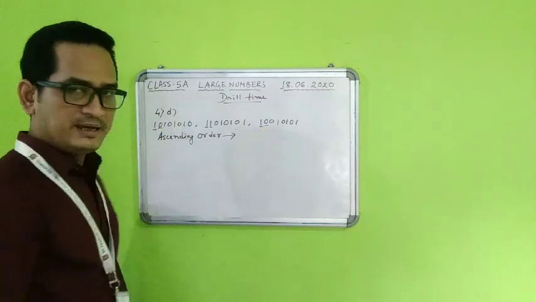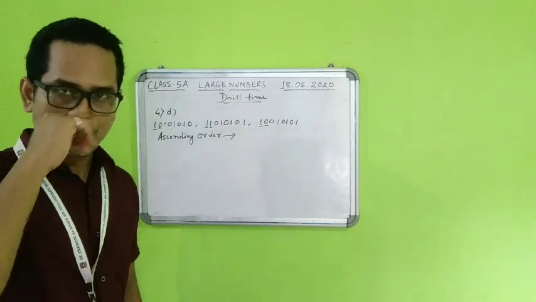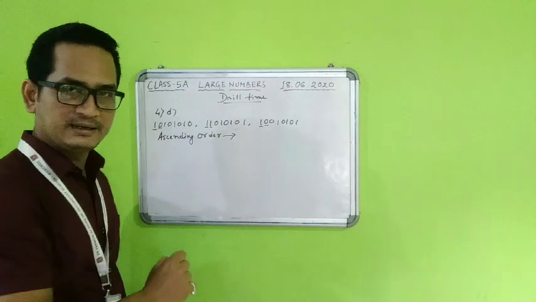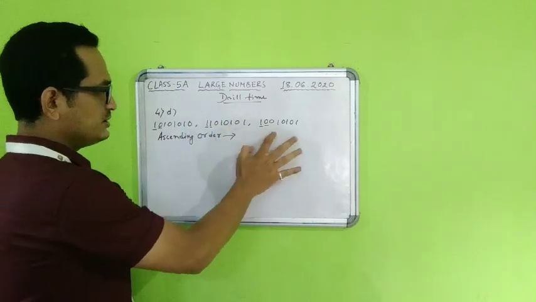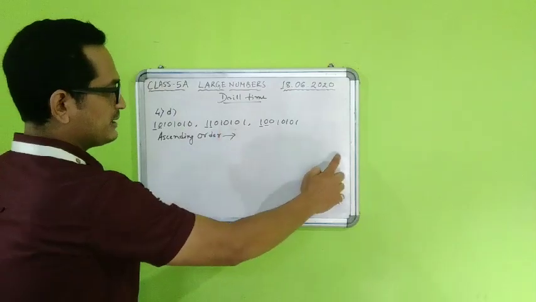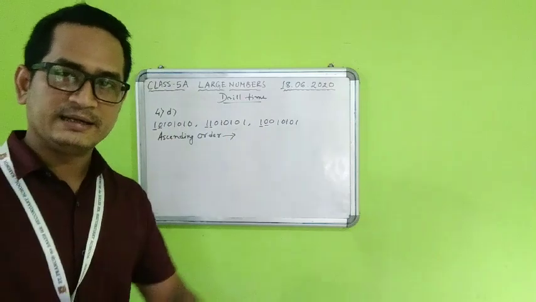Two digits are the same, 0 and 0, but these have 1. So obviously which one becomes the greater? Because 0 and 0 are smaller, the one with 1 will be the greater. That means both of these numbers will be smaller than this number, since 1 is coming. So this will come at last. Why? Because this will become the greatest one. So we got the greatest.